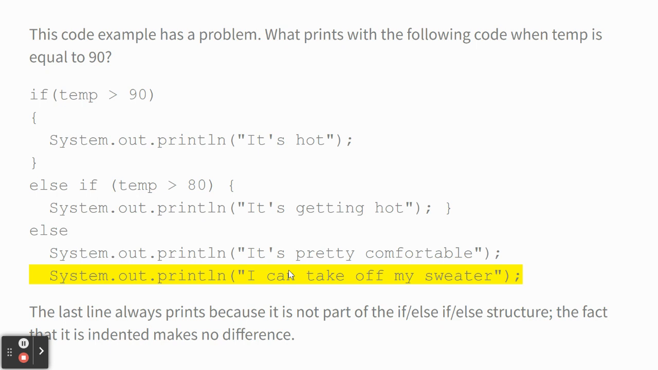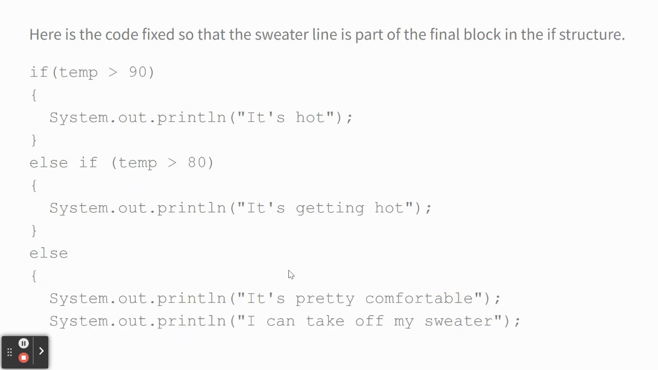In fact, that's all it would say. No, it would say it's pretty comfortable. I can take off my sweater. Anyway, the last line always prints because it's not part of the if-else structure. The fact that it's indented doesn't have anything to do with it. So if I wanted it to be all in one, I would have had to put it in curly braces. Like you can barely see here, the bottom curly brace is not shown.